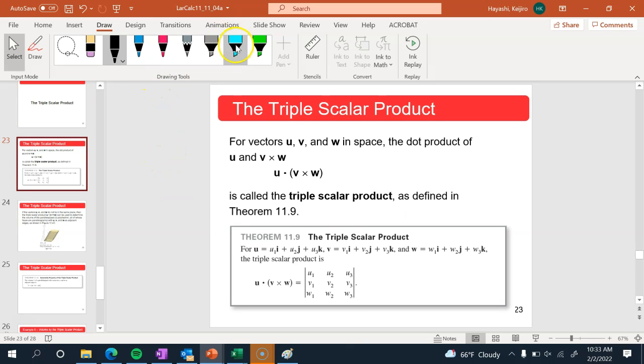So there is this expression where you have u, v, and w. You cross v and w first to make a vector, right? V cross w is going to be a vector. And then you take u and dot it with that cross product vector, and you're going to get a number. And that number is called the triple scalar product. And if you remember, it also was equal to if you took u and v and crossed them, and then last dotted it with w. It doesn't matter which order you do these, as long as u, v, and w are in that order, and you do the cross product first.